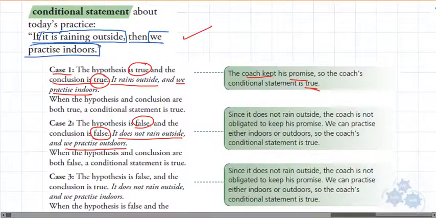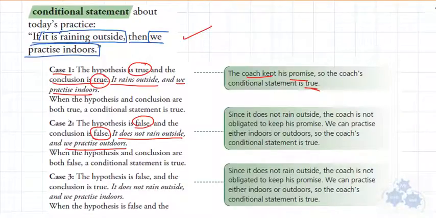Okay, because what he said was if it's raining outside, we practice indoors. Okay, so if it's not raining, we can practice outdoors, and there's no conflict with this statement. It's a true statement. Okay, are you following me? This is a bit of logic, and I know it's kind of heavy, but that's why we're going to go through it piece at a time here. But we're evaluating the truth of a statement.